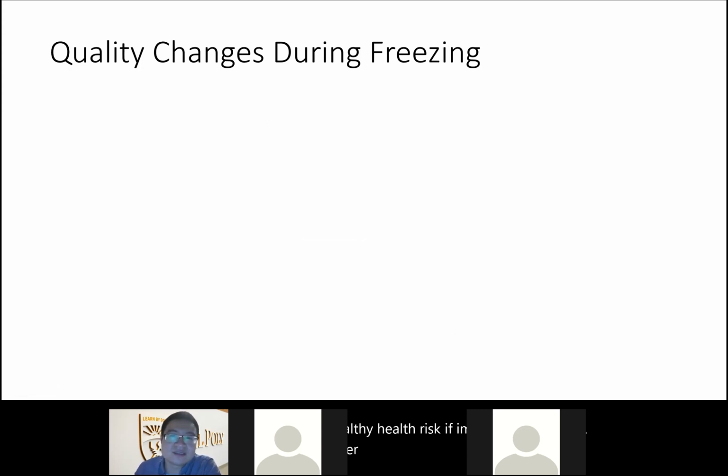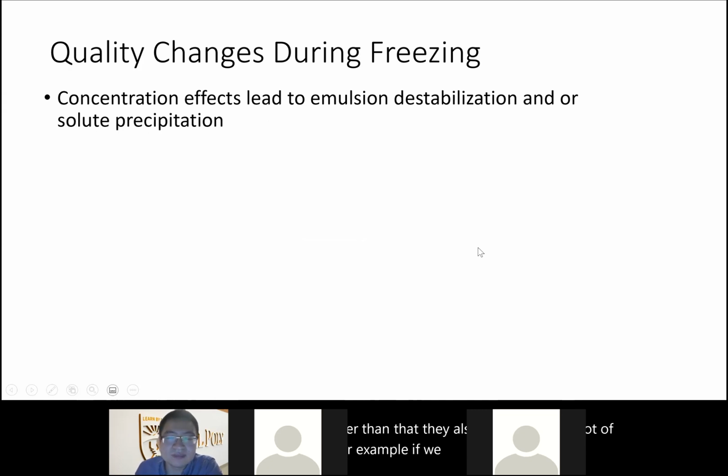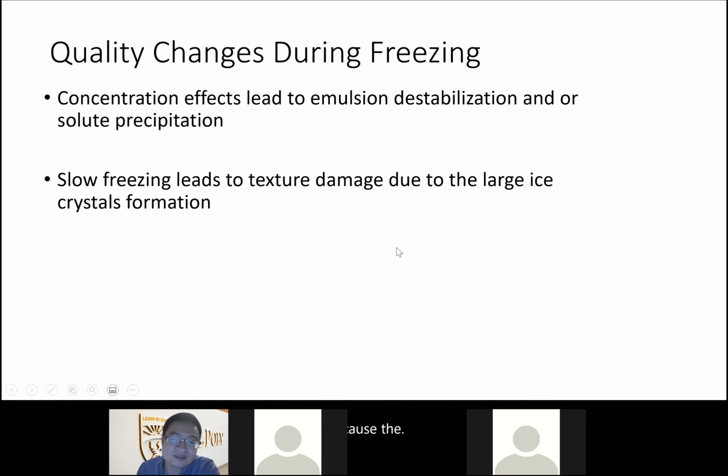And other than that, we see a lot of quality change during freezing. For example, if we have an emulsion, you probably haven't started learning about that yet. An emulsion is oil and water mixed with each other by using an emulsifier. Milk is one of the emulsions, and freezing can cause destabilization of the emulsion. For example, if we freeze milk, because milk has fat, in homogenization we break the fat into small globules so that they can disperse well in water. But after freezing, the fat can go through a phase separation and flow to the top, which will cause the quality to decline.